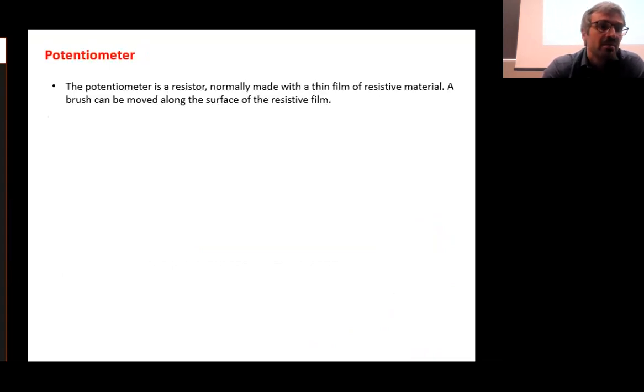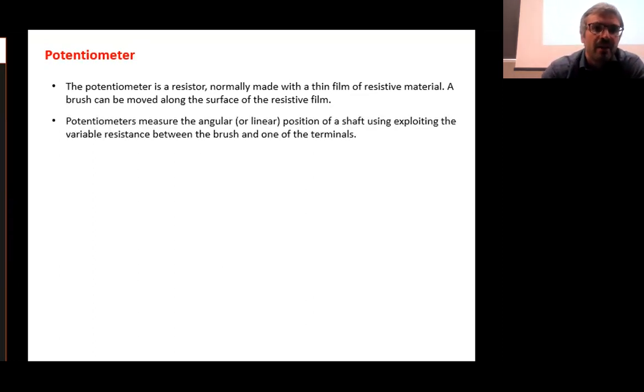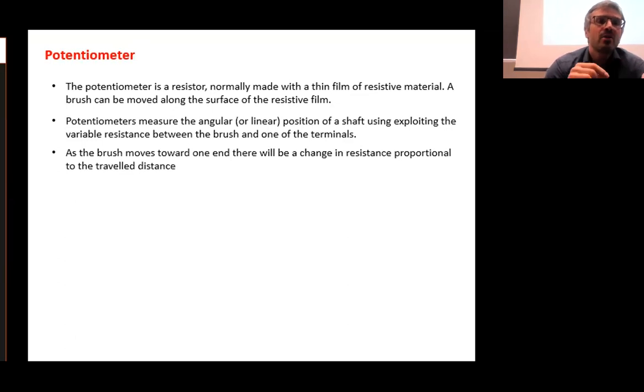A potentiometer instead is very simple. It's the most simple one that we have. It's in essence a variable resistor that is normally a brush moving on a thin film of resistive material. And this brush can be moved along the surface of this material, and create a variable resistance between the brush and one of the terminals of this resistive pad.